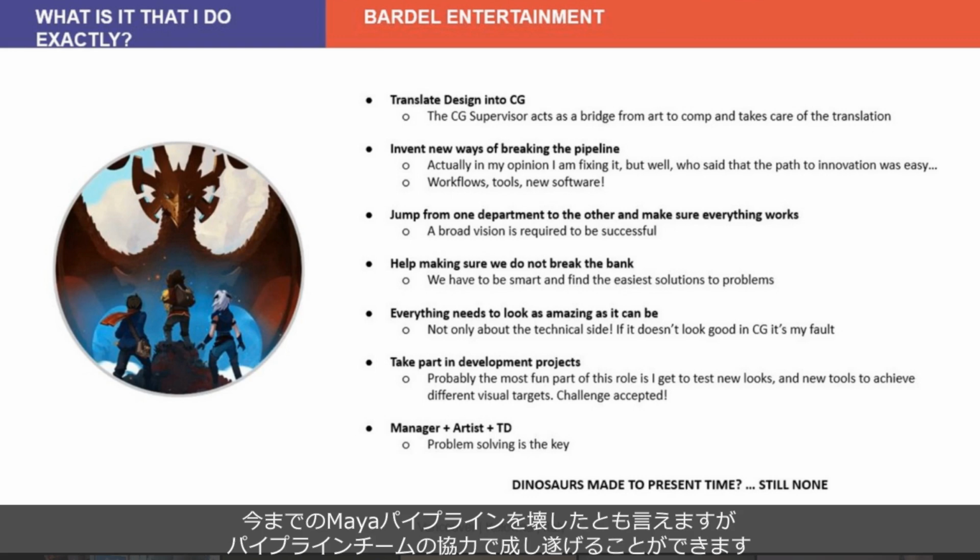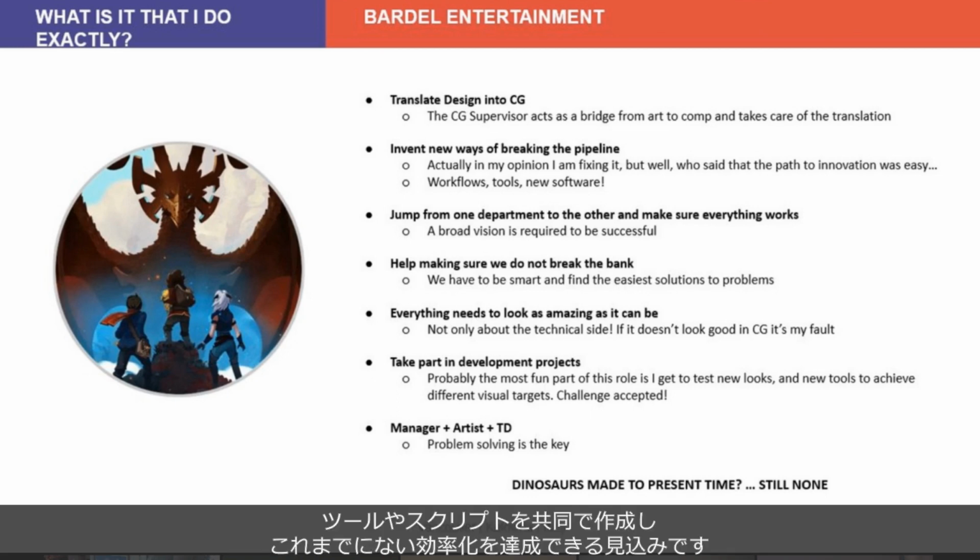So I kind of broke it, but then working together with the pipeline team, as Daniele was saying, this is a joint effort. It's not a one-man show. A CG supervisor alone cannot do anything by himself. So we build new tools together, we build new scripts, and we make it work better than before. So that's the point.